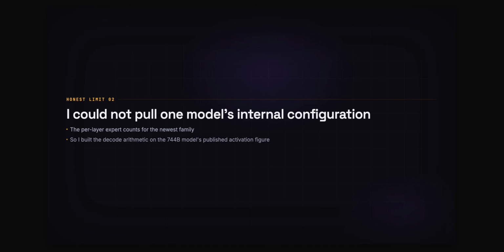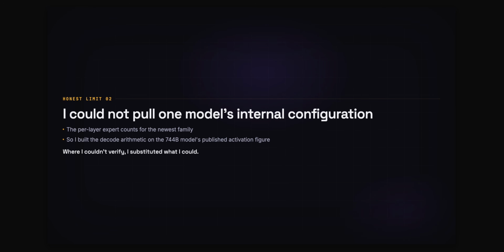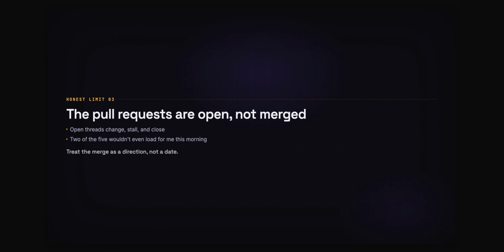3. The pull requests are open, not merged. Open threads change, stall, and close. 2 of the 5 wouldn't even load for me this morning. Treat the merge as a direction, not a date. 4. Both projects move weekly. The flag's default, the batching depth, the family list, all of it can drift. The 2 races themselves are physics, and physics is the part of this video that won't age.